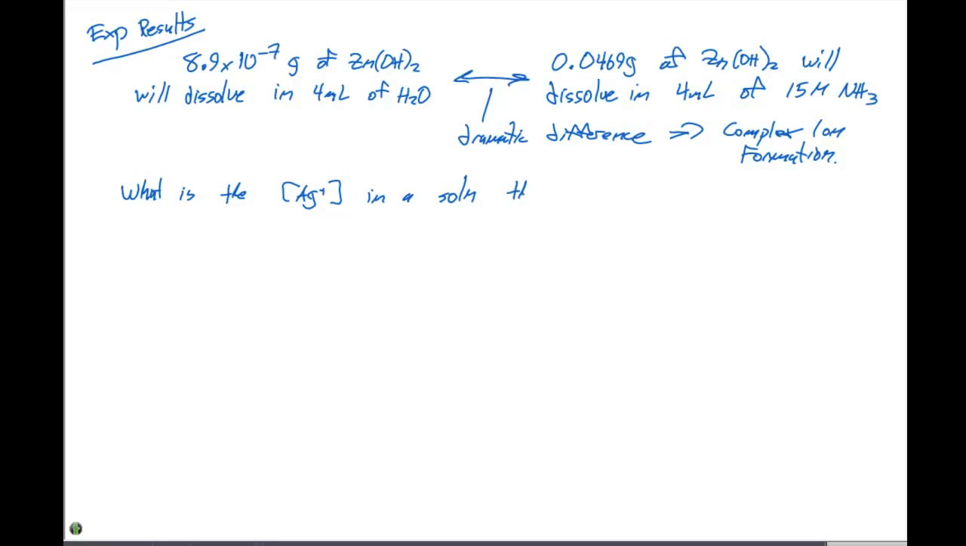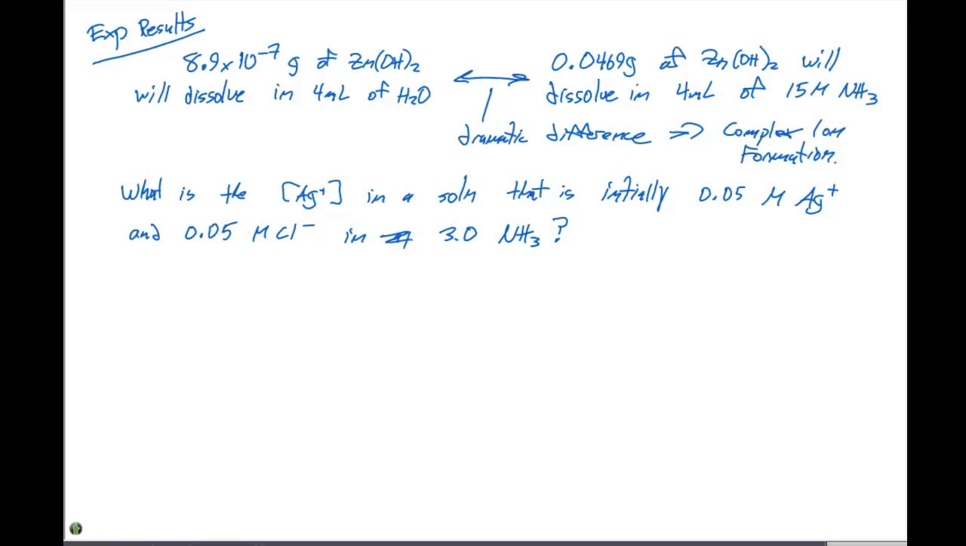that is initially 0.05 molar silver plus and 0.05 molar Cl minus in aqueous 3.0 molar NH3.